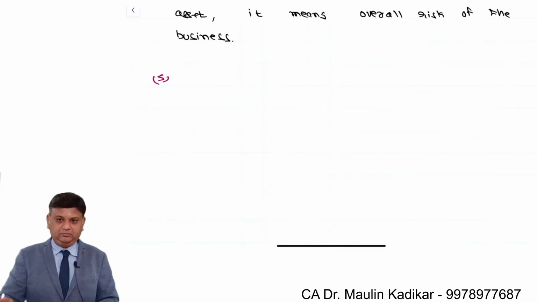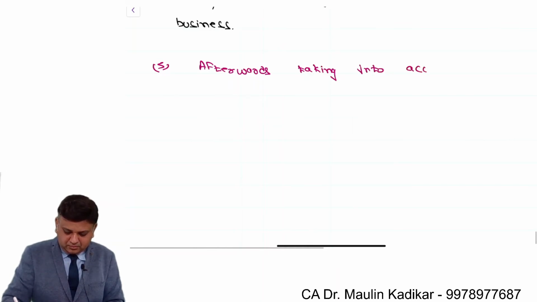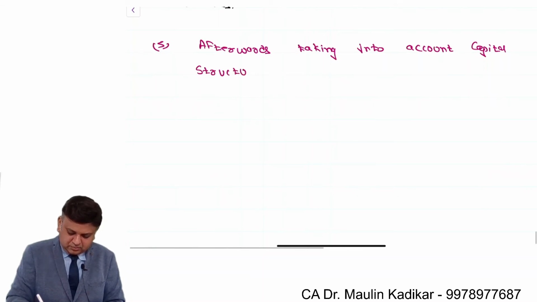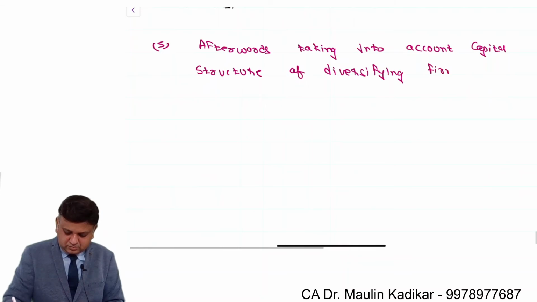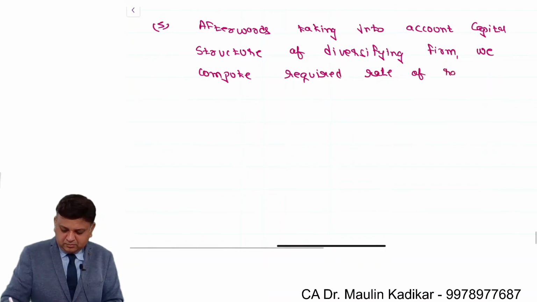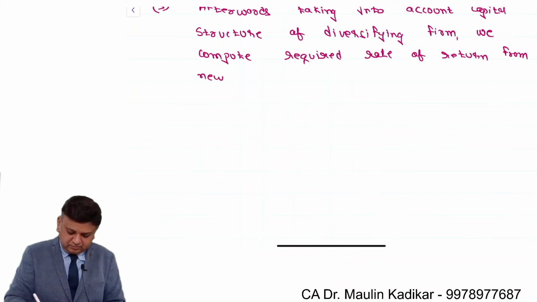Fifth point. Afterwards, taking into account the capital structure of the diversifying firm, comma, we compute a required rate of return from the new line of business. Full stop.